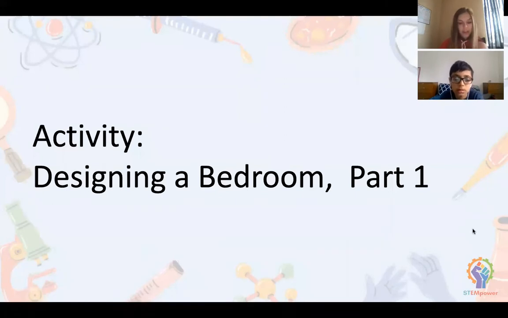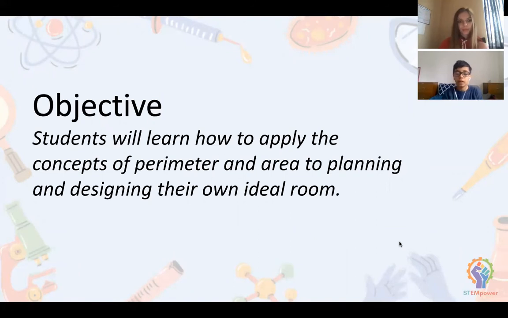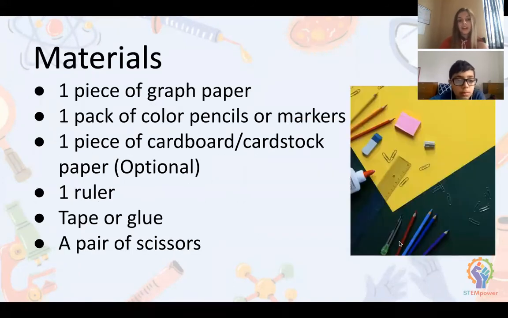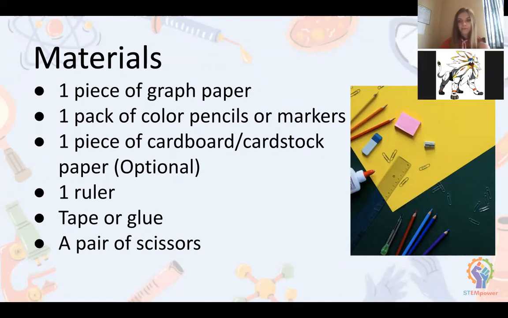Okay, so the first activity we're going to do is you're going to be designing a bedroom. Okay, so you're going to need one piece of graph paper, one pack of colored pencils, one piece of cardboard or cardstock. It's optional, you don't need that. A ruler, tape or glue, and a pair of scissors. So I'm going to give you a little bit to go get all those materials, okay? Perfect.